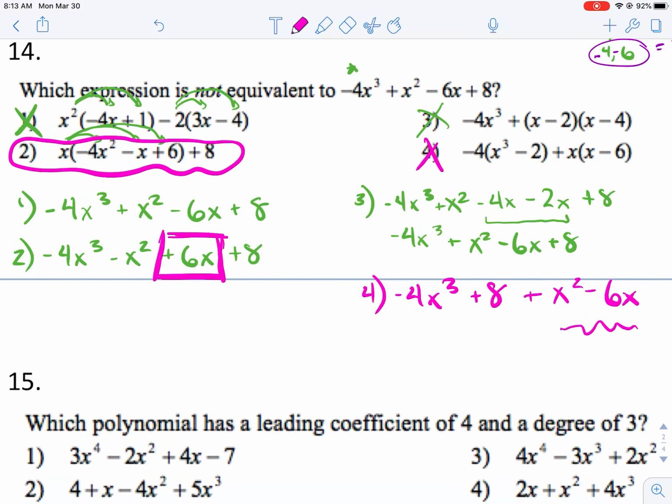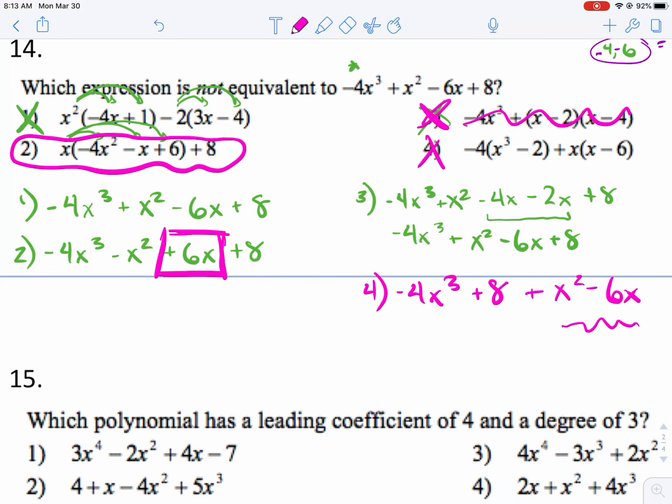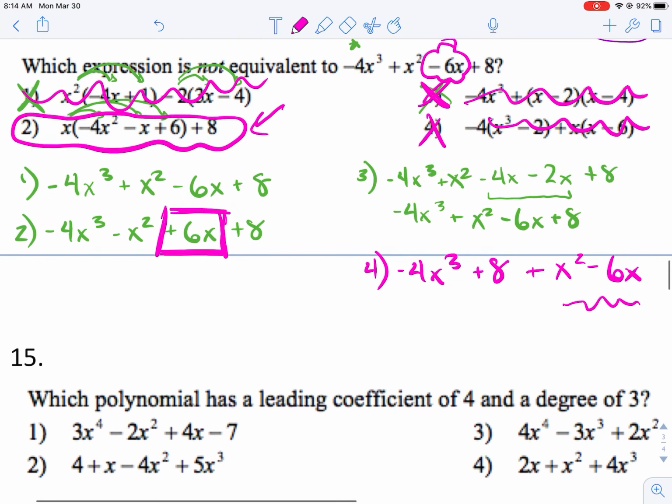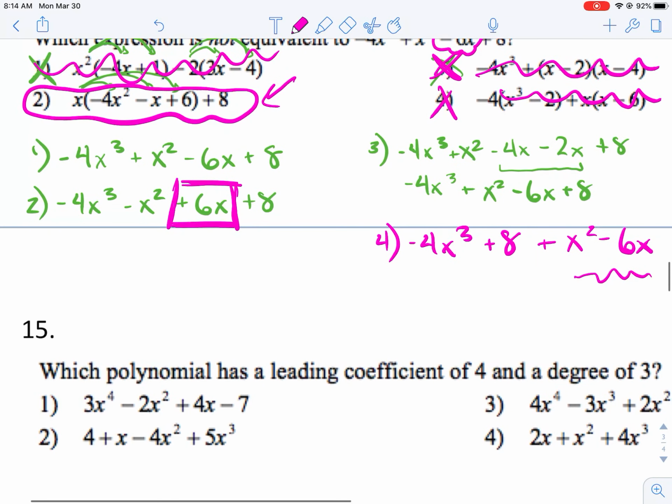I'm looking at this one over here, I'm like, well, we got a negative 6x. Okay, so it's not 4. It's not 3. It's not 1. Alright, it has to be number 2 because we don't have this negative 6x. I'm sorry, if you guys have been watching this and already spotted that, I apologize. I missed the negative 6x there. My bad. So 2 is the correct answer. Okay, this one is not equivalent to this one up top there.